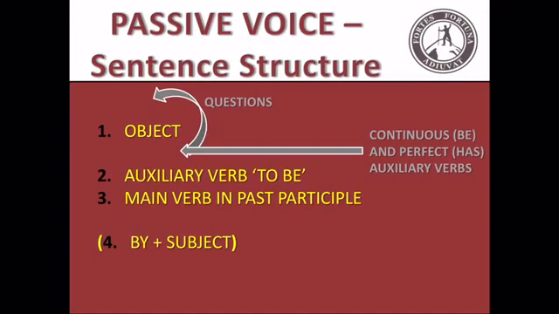Now part 4 is in brackets because sometimes we do not need to use the agent. For example, an active sentence, they finished building the stadium in 2019. The subject in that sentence is very vague. In passive voice, you would say, the stadium was finished by them in 2019. As the them gives us no solid information, we can exclude it from the sentence. The stadium was finished in 2019.